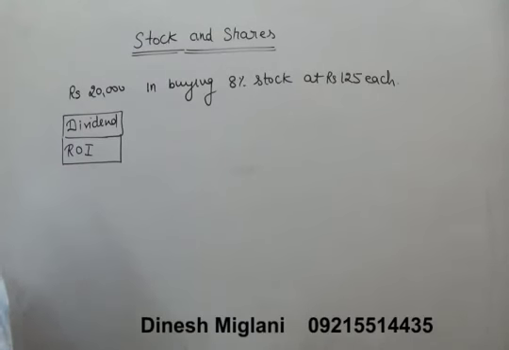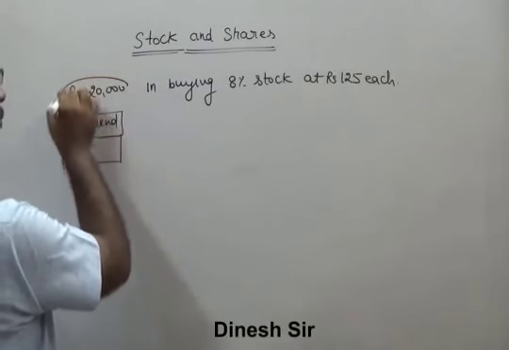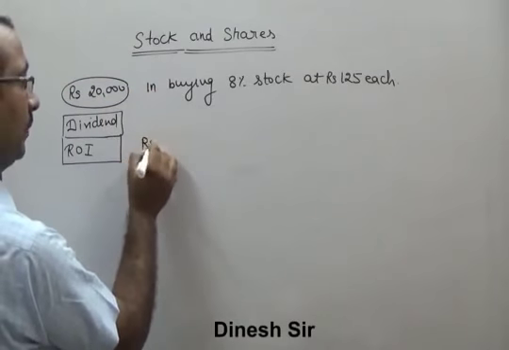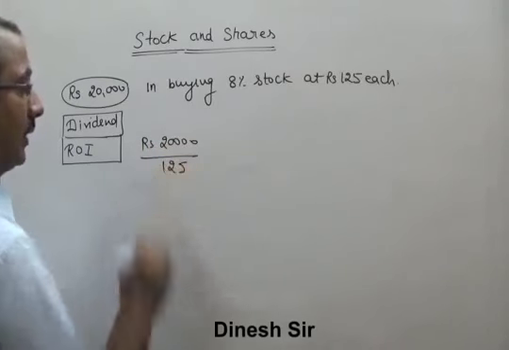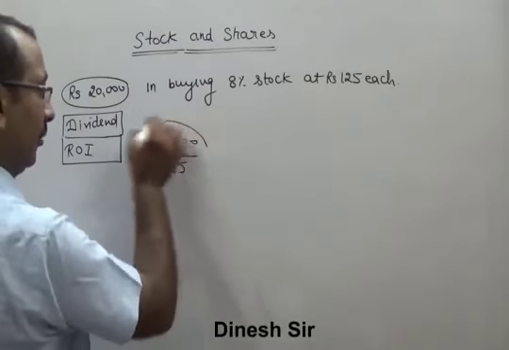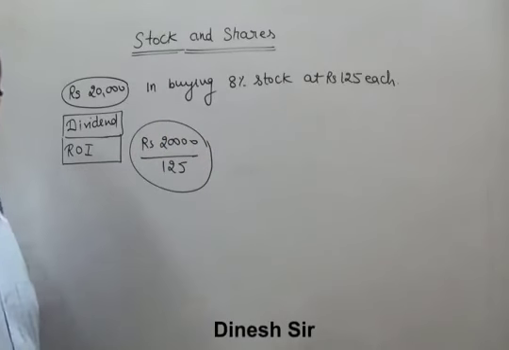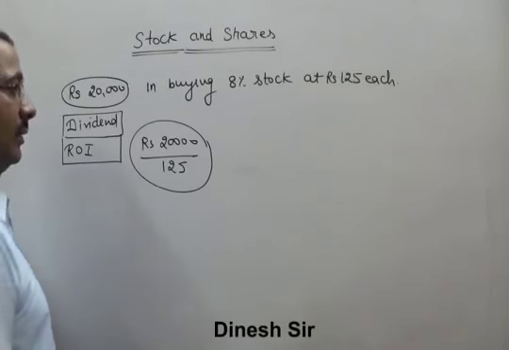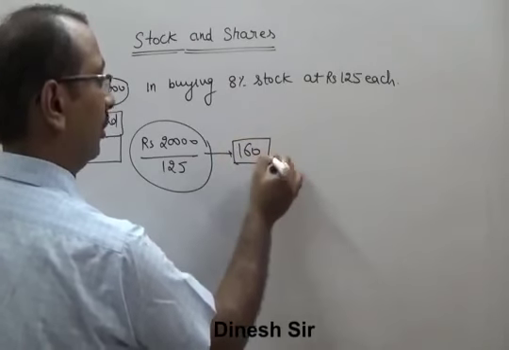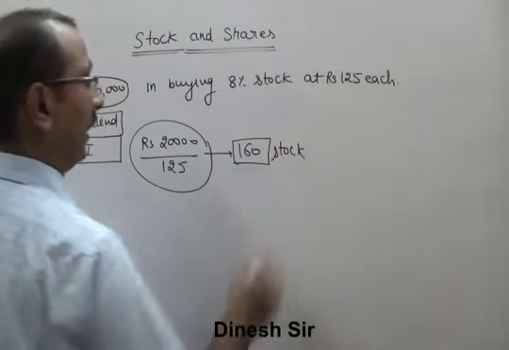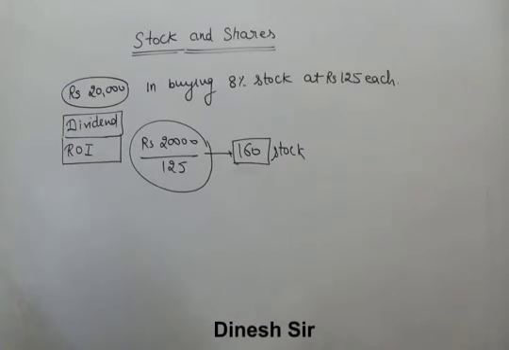Now, if I start with the first thing, what is the dividend that has to be earned by the person? Total investment by the person is rupees 20,000 and price per stock is rupees 125. If I divide 20,000 by 125, this will give me the number of stocks. If I divide it, how many stocks will I get? My total stocks are equal to 160.